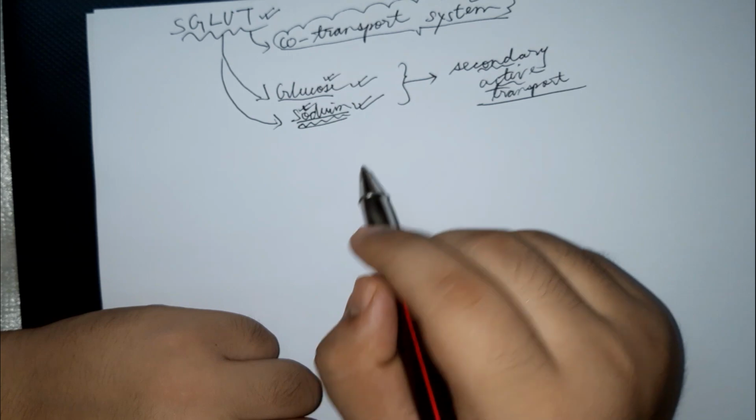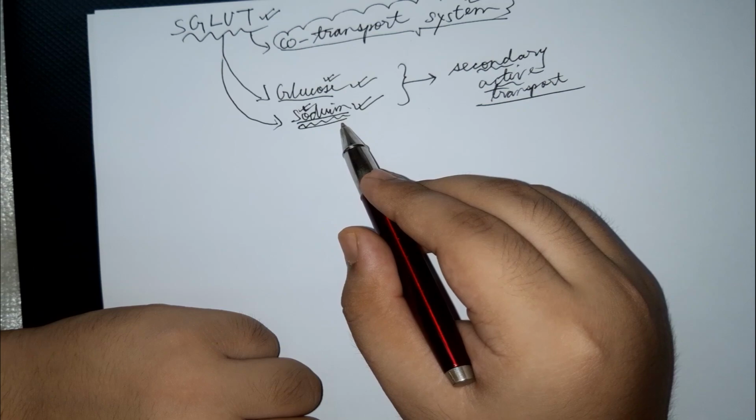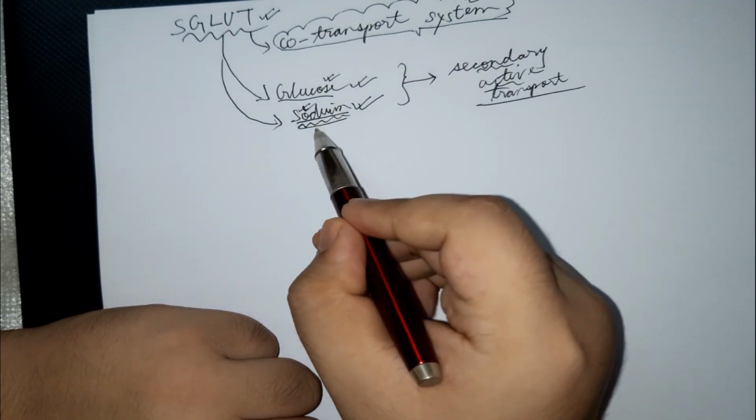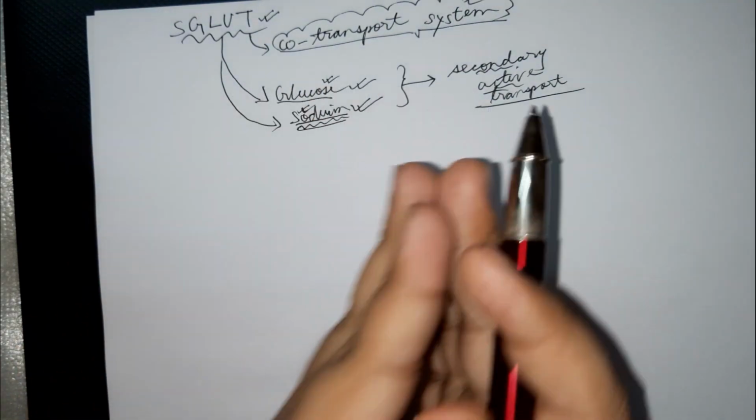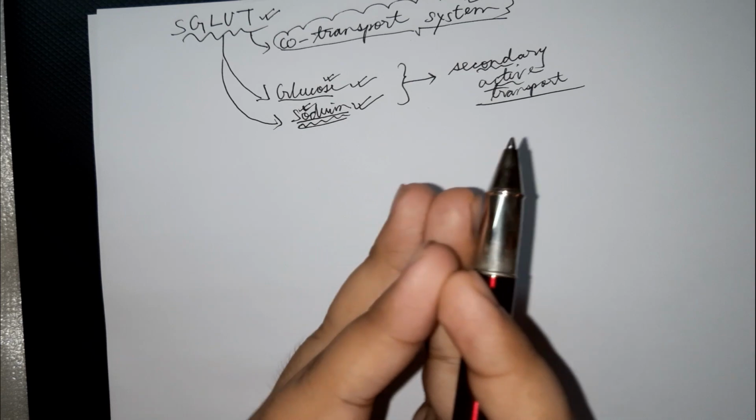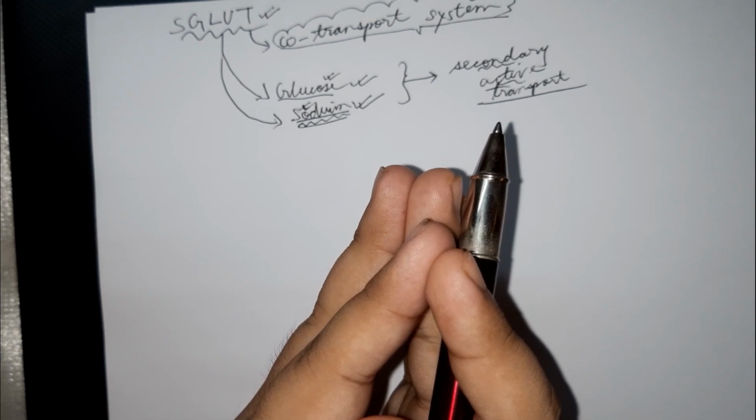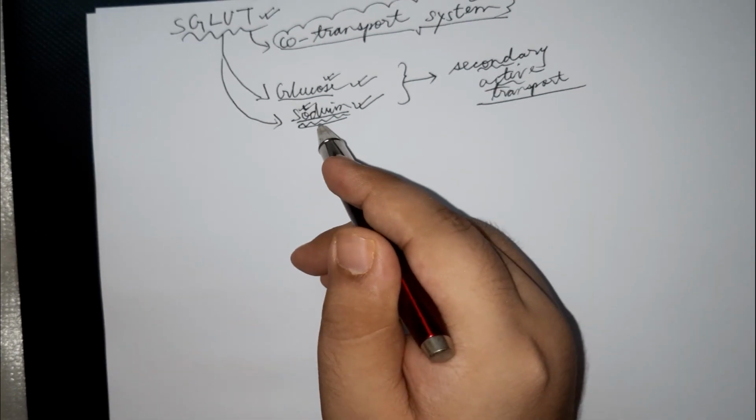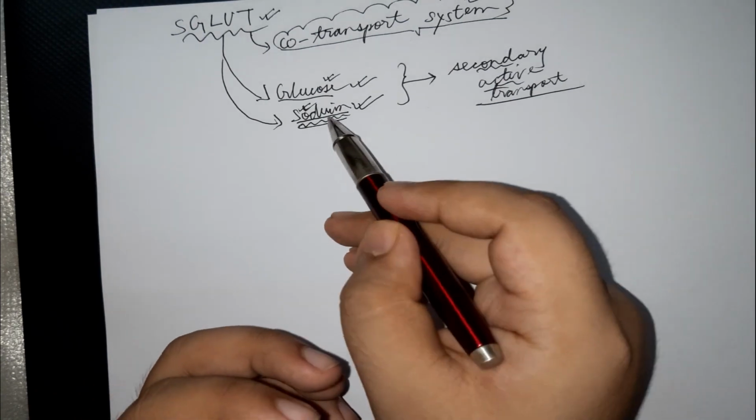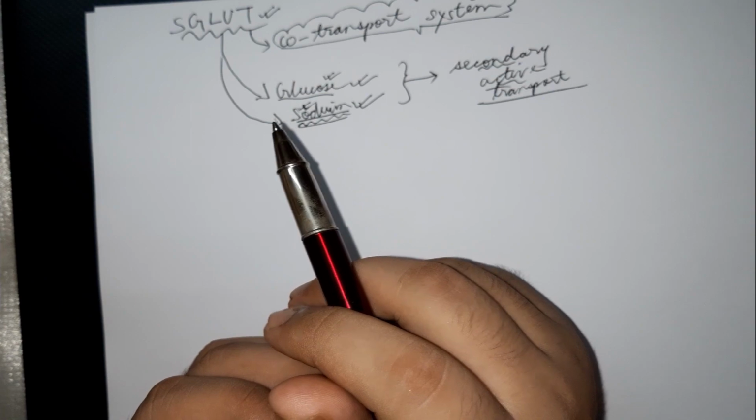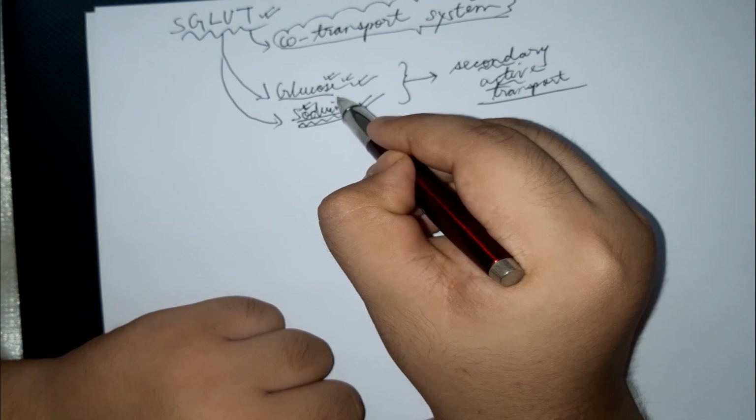Now, listen to me carefully. Sodium's concentration gradient is not against but for. That means that the sodium is moving from outside the cell to inside the cell. But that moving is not against concentration gradient. That is down the concentration gradient. So for sodium, the transport is passive. It does not need any energy. But glucose needs energy. Right?